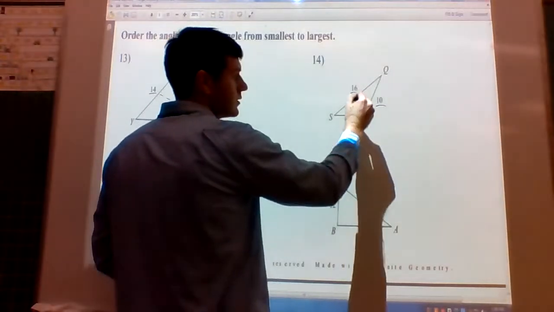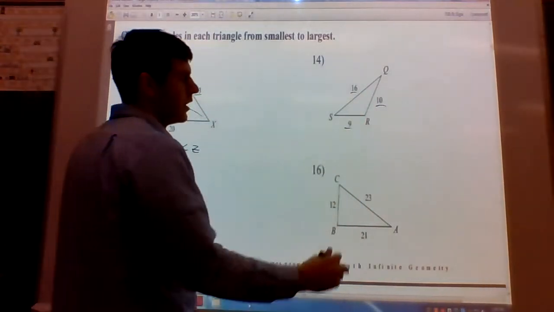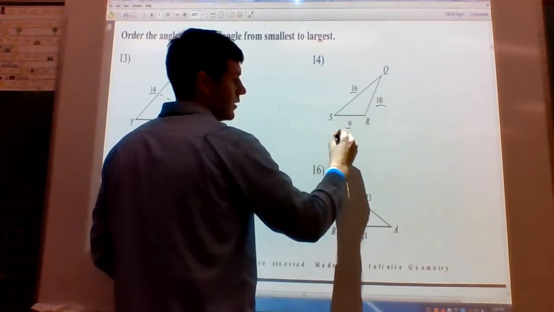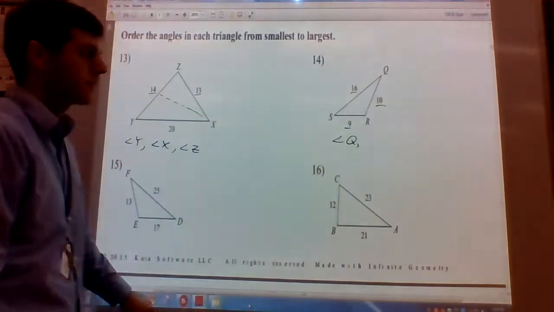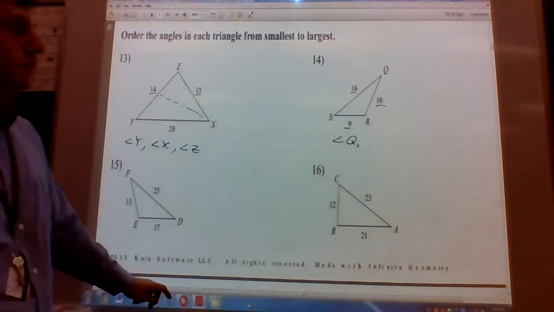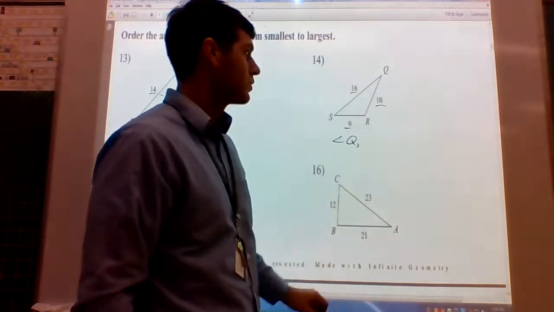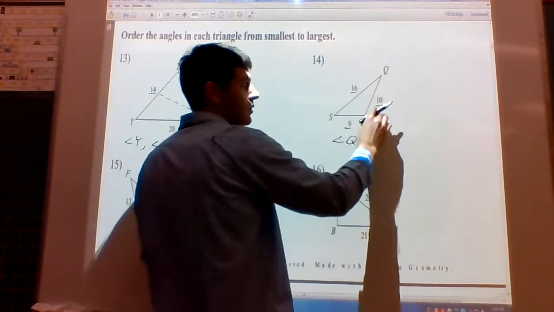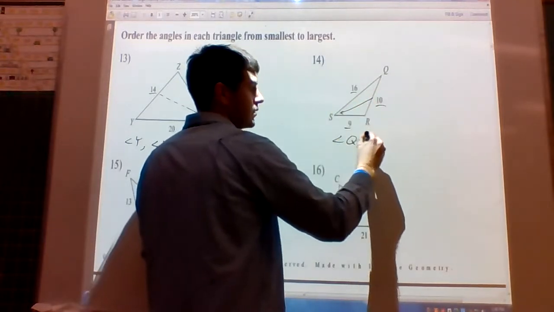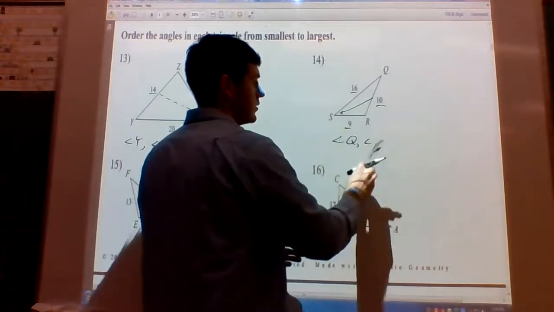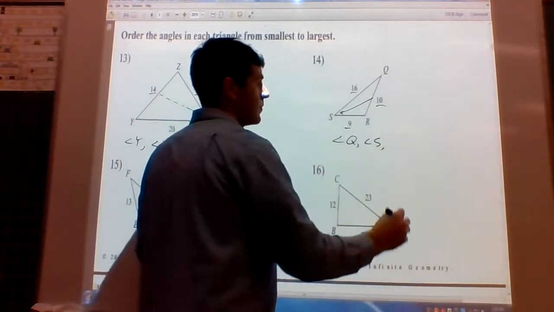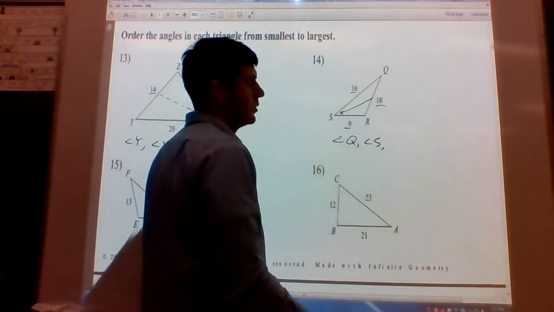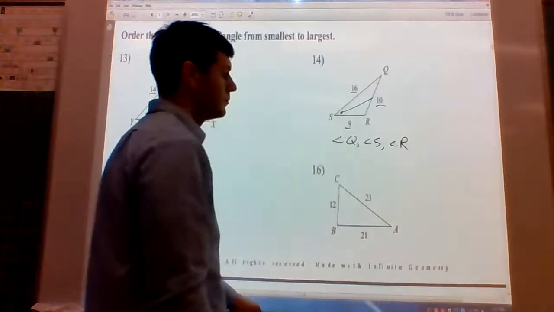14, 10, 16, and 9. Smallest side is 9. Opposite of 9, which is SR, is angle Q. 10 is our next shortest side. So opposite of side 10, which is side QR, is going to be angle S. Okay, and our longest side is SQ, which is 16, and the opposite of SQ is going to be angle R.